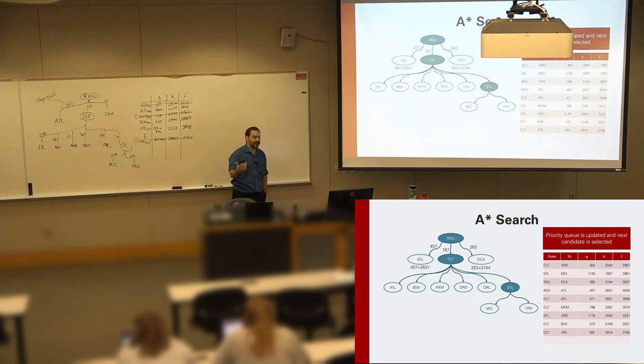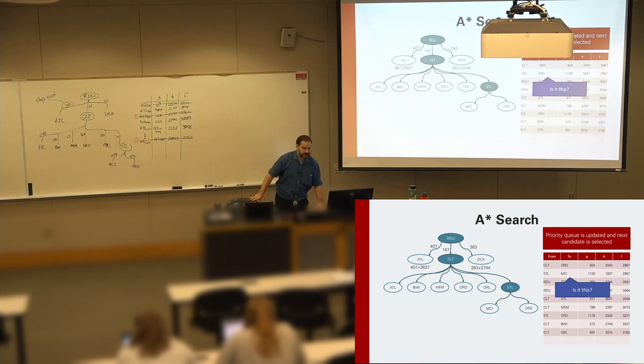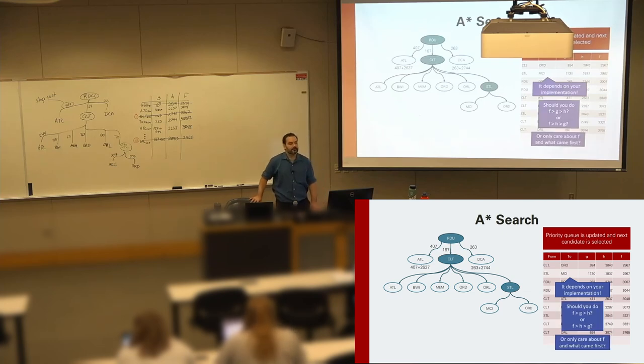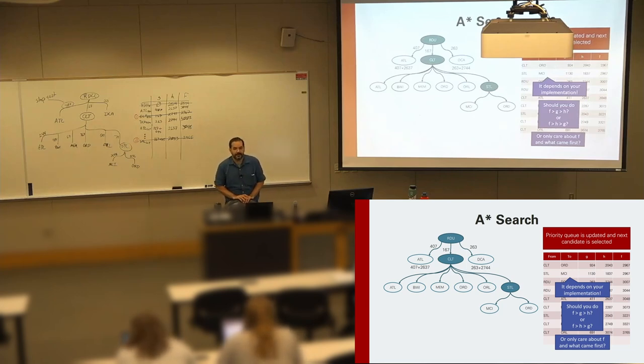Once I reorganize it again, notice I run into a slight issue. What's the issue? A tie. I got a tie. Look at that. What do I do in the tie? Do I go from Charlotte or do I go from St. Louis? Is it this way? Is it this way? Is it this way? Again, remember, right now I'm just doing this by hand physically on a PowerPoint.